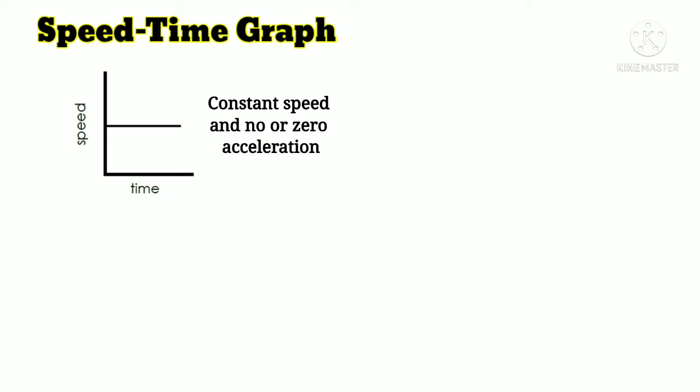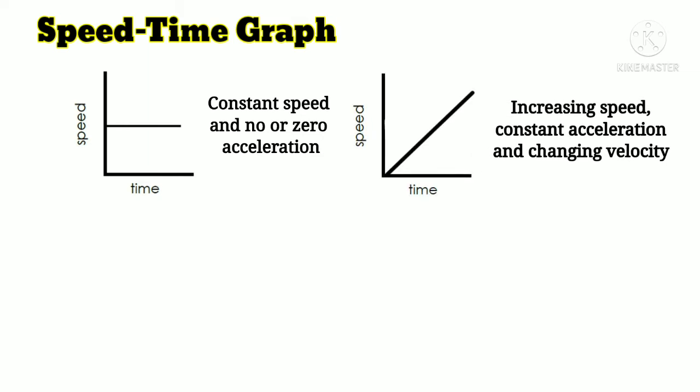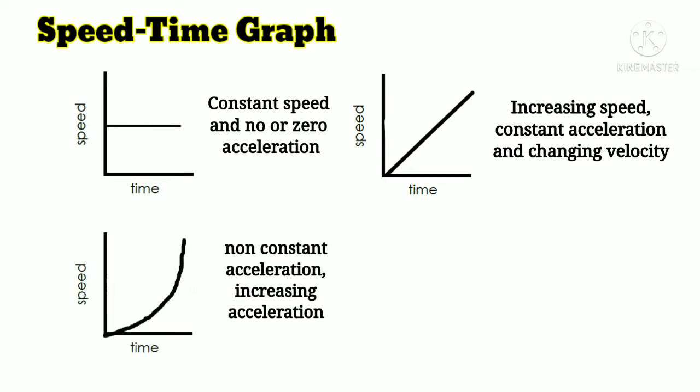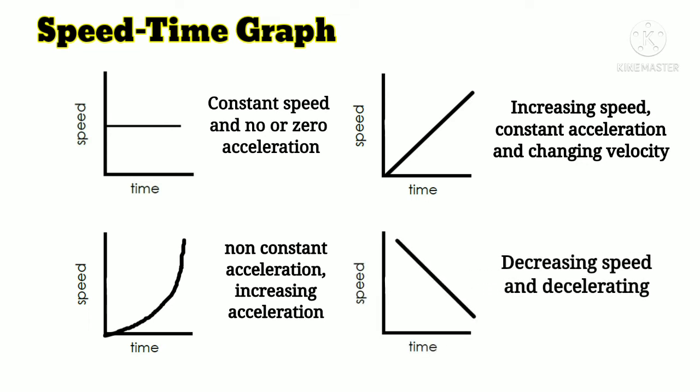A straight line in a speed-time graph does not mean that the object is not moving, unlike in a distance-time graph. This speed-time graph means increasing speed, constant or uniform acceleration, and changing velocity. This speed-time graph means non-constant acceleration and increasing acceleration. This speed-time graph shows decreasing speed and the object is decelerating.